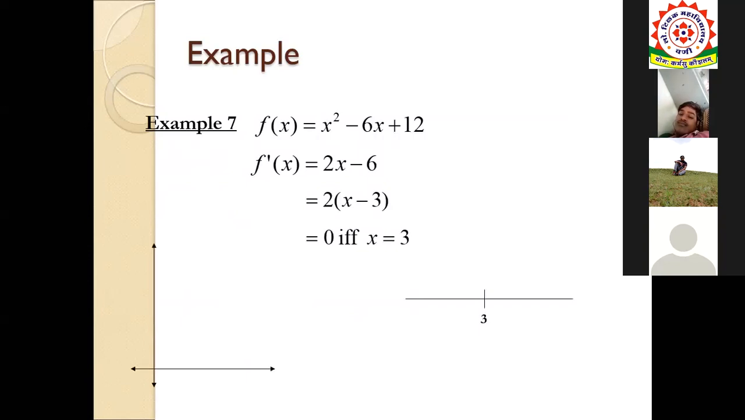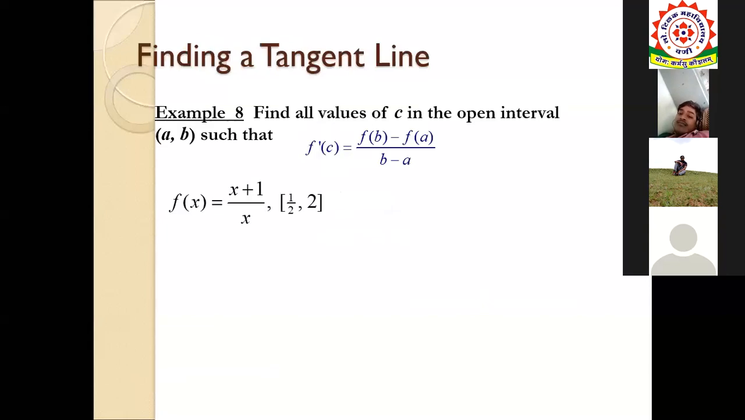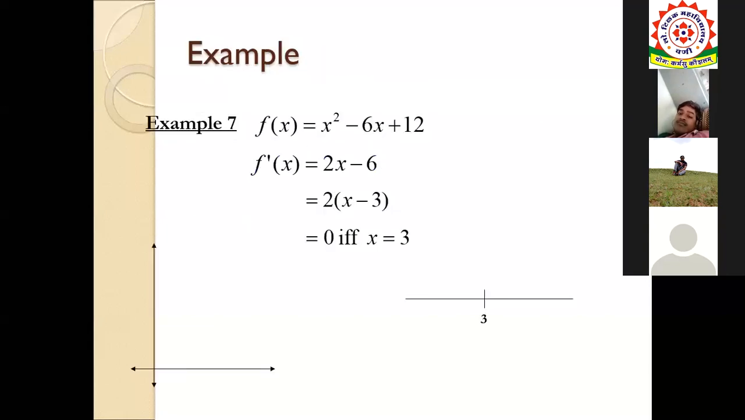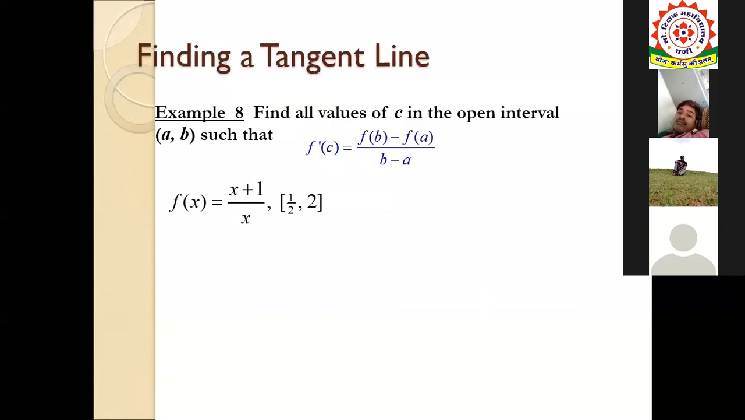Find the values of c in the open interval a b such that f dash of c is equal to f of b minus f of a upon b minus a.